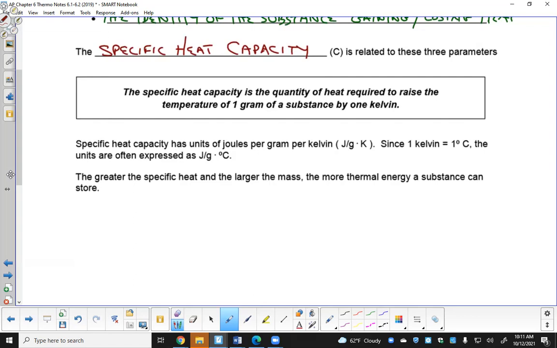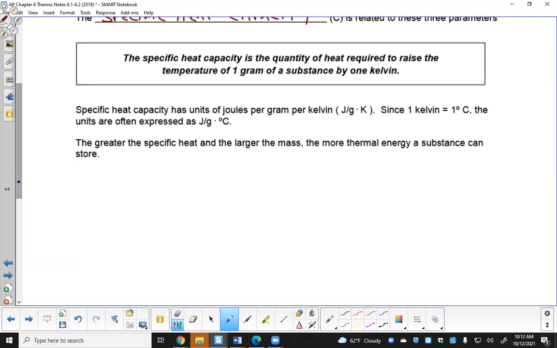Specific heat capacity has units of joules per gram per Kelvin, but since 1 Kelvin is equal to 1 degree Celsius, units are often expressed as joules per gram degree Celsius. The greater the specific heat of a sample and the larger the mass of the sample, the more thermal energy a substance can store.